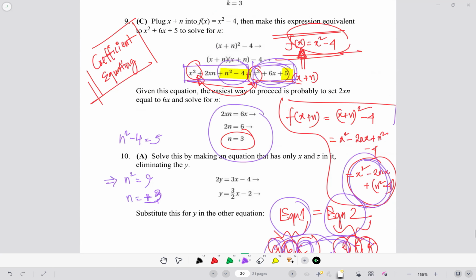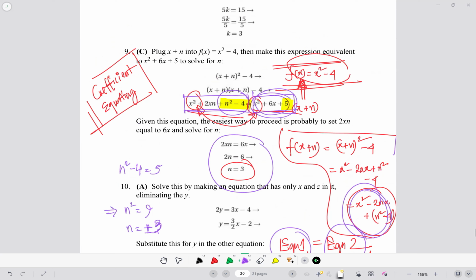So what we have done, we have just equated with the yellow highlighted terms. We have just written n squared minus 4 equals 5. Can you do that? And if you solve n squared minus 4 equals 5, you're just gonna get n equals plus minus 3.